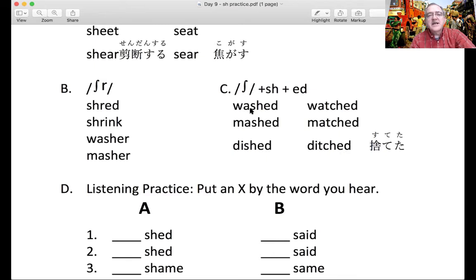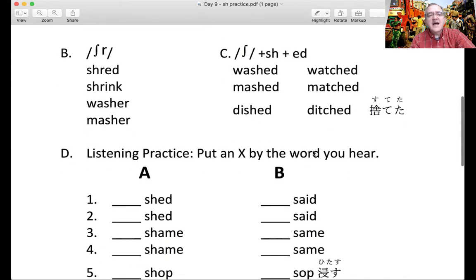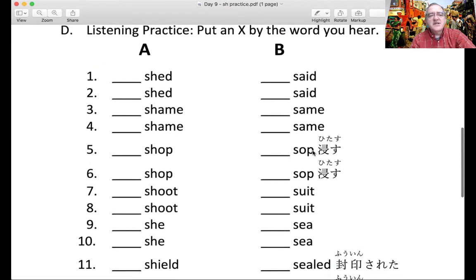Okay, let's repeat it again. Washed, watched, mashed, matched, dished, ditched. Okay, now I want you to listen and you tell me, is it A or B?